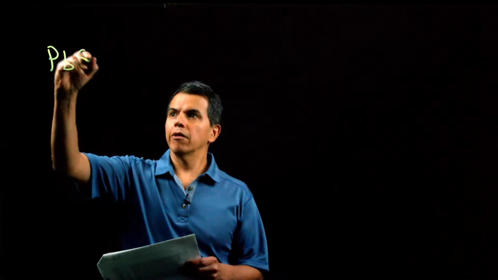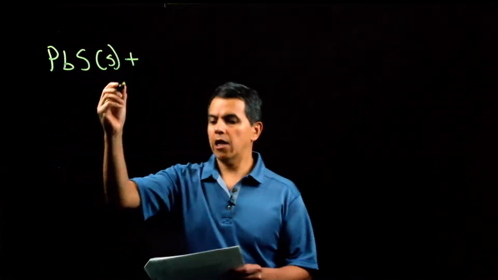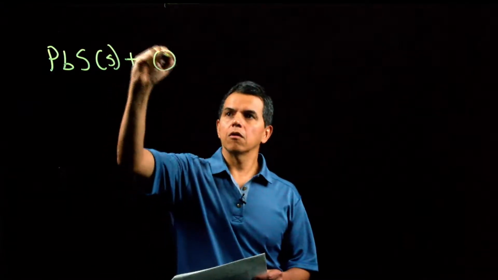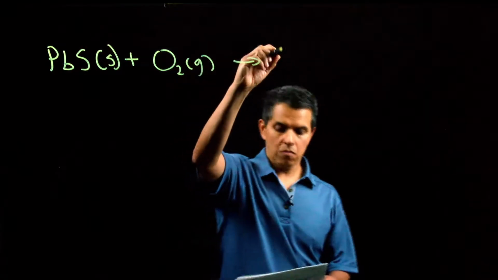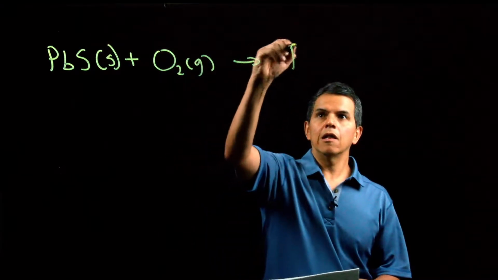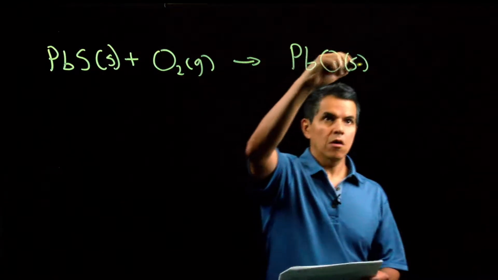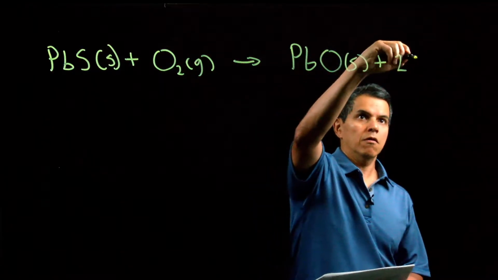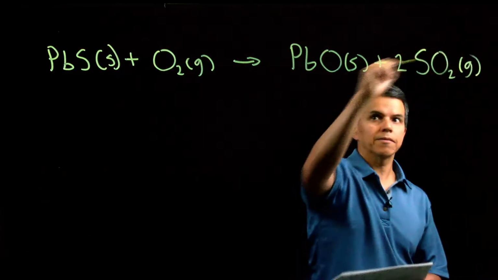The reaction that is behind this process consists of the reaction of lead sulfide, which is a solid, or galena, with oxygen gas, to form lead oxide, which is a solid, plus 2 moles of sulfur dioxide, which is a gas.